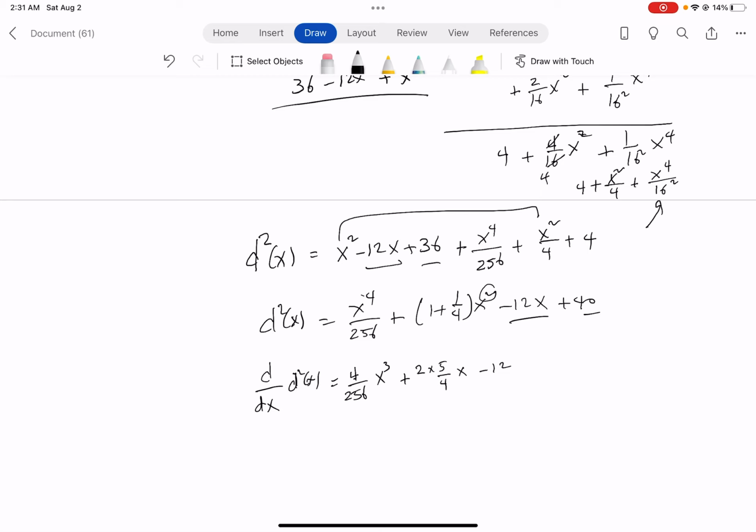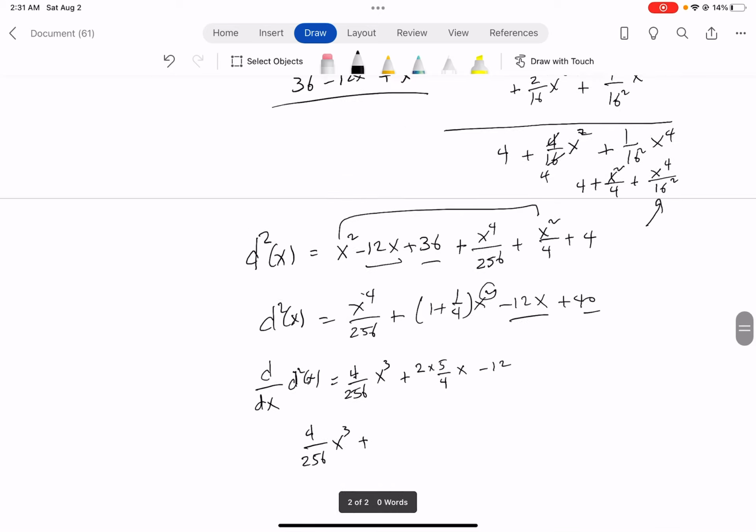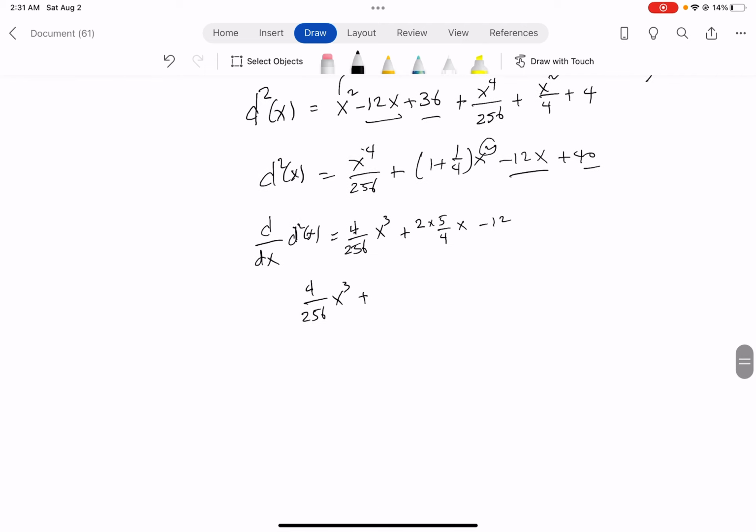Now we're going to set the derivative equal to 0. So 4 over 256 x cubed. You want to find out the critical points, so we set the derivative to 0. 2 times 5, 10 over 4x minus 12.